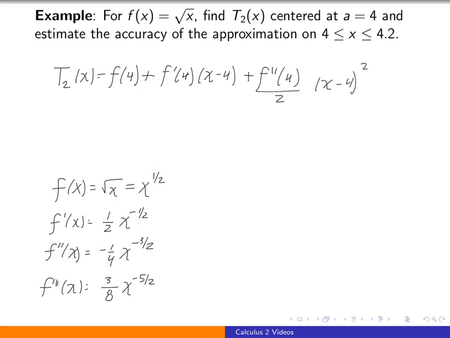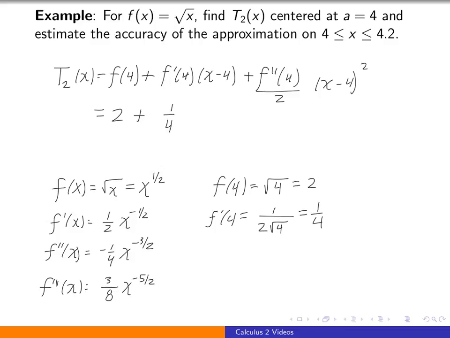What we need to do at this point is determine 3 values, the first of which is f of 4. So f of 4 is the square root of 4, which is 2. The next value we need is f prime of 4. So f prime of 4 is equal to 1 over 2 square root of 4, and remember, raising to the 1/2 power is equivalent to dividing by the square root, which gives 1/4. So plus 1/4 times x minus 4.